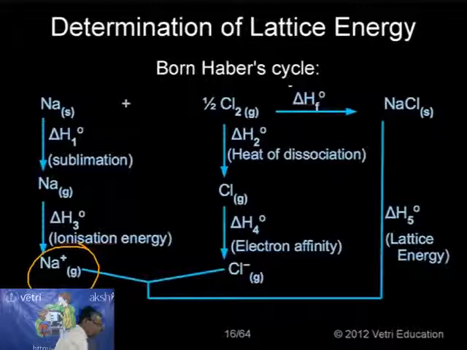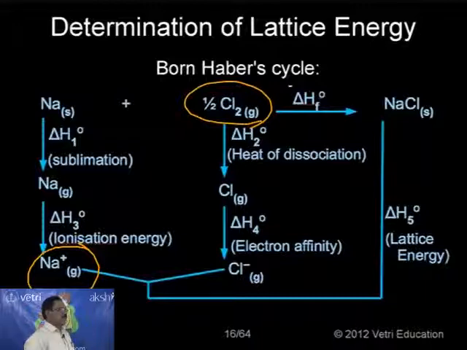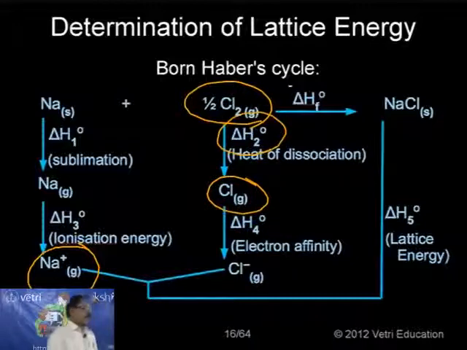That we are having on the left side. Thus again we take now one mole of chlorine gas. Now this chlorine gas will dissociate to form chlorine atoms in gaseous state. That is called heat of dissociation. The heat of dissociation is indicated by delta H2. This is the heat of dissociation in terms of energy.